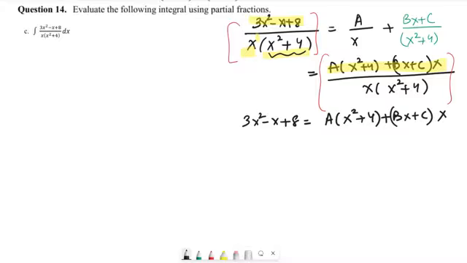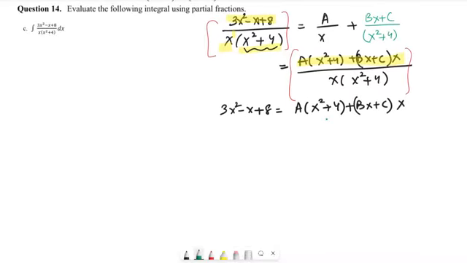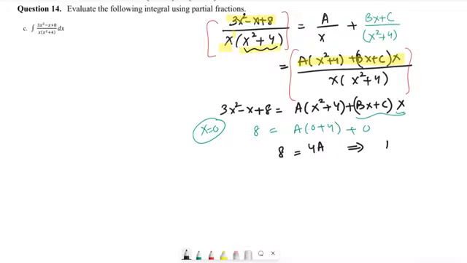We are claiming this should be true for all x, therefore it should be true for x equal to 0. x equal to 0 I got from one of the factors. I'm going to put 0 here. So 0 minus 0 plus 8 is 8, equal to A times (0 plus 4), and this whole other thing will just turn 0. So what do we have? 4A is equal to 8. That is going to give me A is equal to 2. So I found my first value, A is equal to 2.